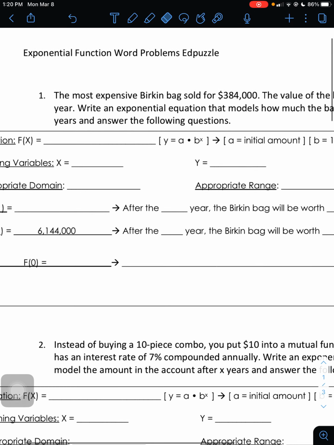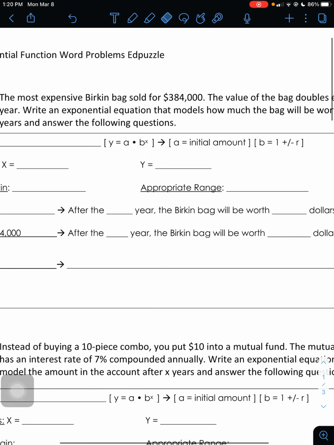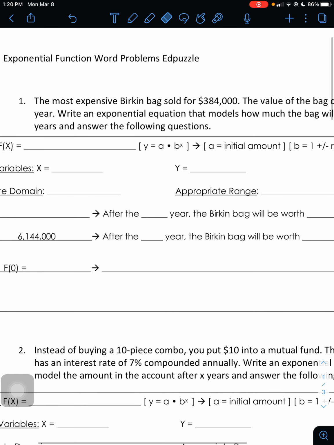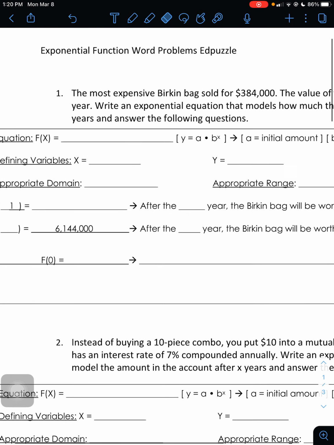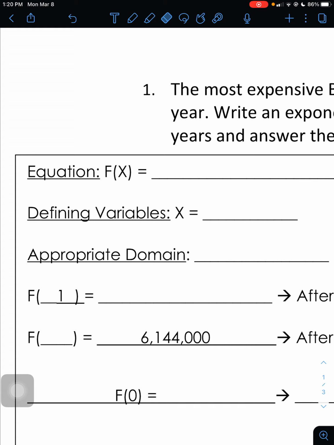So I'm going to go ahead and read number one, so I'm making sure this video is not too long. It says the most expensive Birkin bag sold for $384,000. The value of the bag doubles each year. They want us to write an exponential equation that models how much the bag will cost after x years and then answer the following questions. So our first task is just to write an equation that's going to model the cost of our bag after x years.